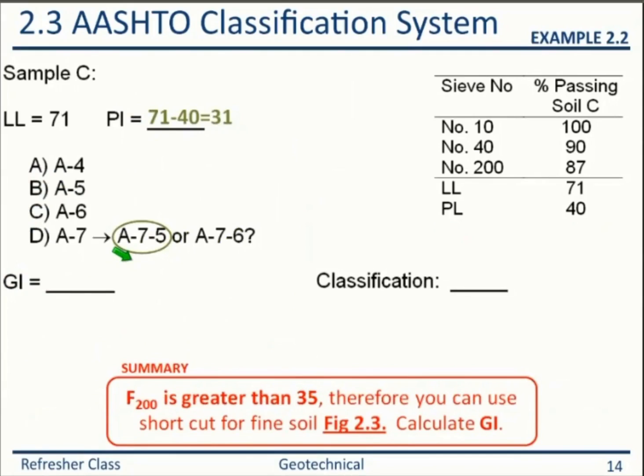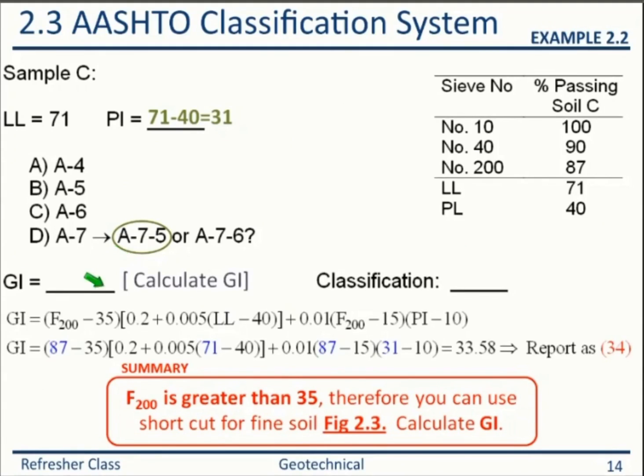So we'll pick up that one. Once you know this is A-7, you need to calculate the group index GI, and group index GI is given by this equation. This alone is called partial group index, but this plus this will give you the group index itself. And put the percentage passing the number 200 sieve as given here, 87%. Liquid limit is 71. Percentage passing through number 200 sieve is 87, and PI is 31.